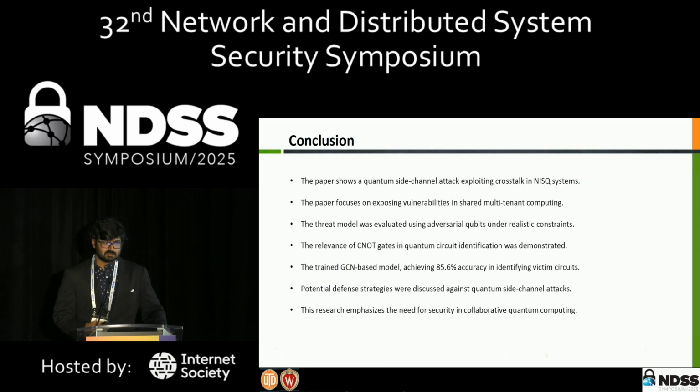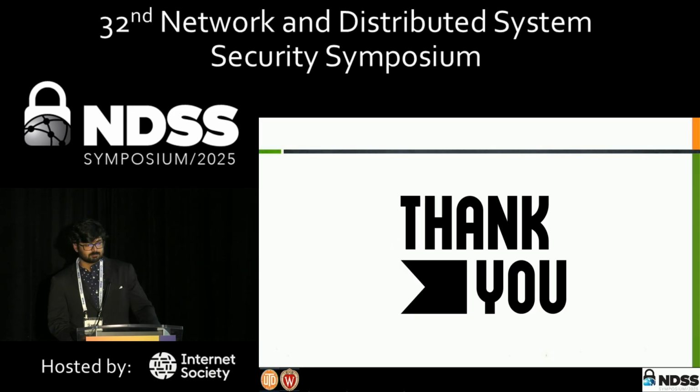So to conclude, this paper showed crosstalk quantum side channel, exploiting crosstalk as a new attack vector, and focused on exposing vulnerabilities in shared quantum computing. The threat model was evaluated under realistic constraints, and no special privilege was given to the adversary. The relevance of counting CNOT gates as the basis of reconstruction of the circuit was also shown. Our trained GCN model achieved 85.6% accuracy, and this research essentially emphasizes the need for security in collaborative quantum computing. Thank you.